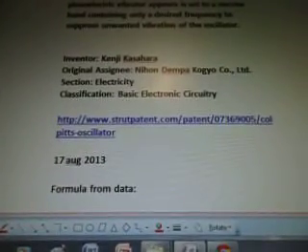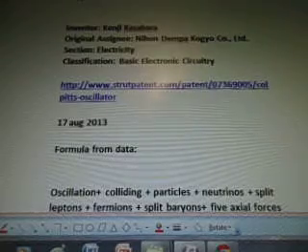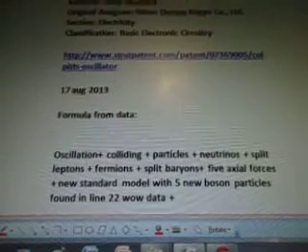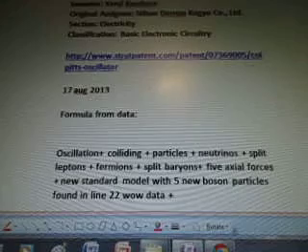So this is from inventor Kenji Kasera from Nyan Dempa Co. Ltd. And August 17th, I was working on this. Today's the 18th. So formula from the data. We'll start over again.